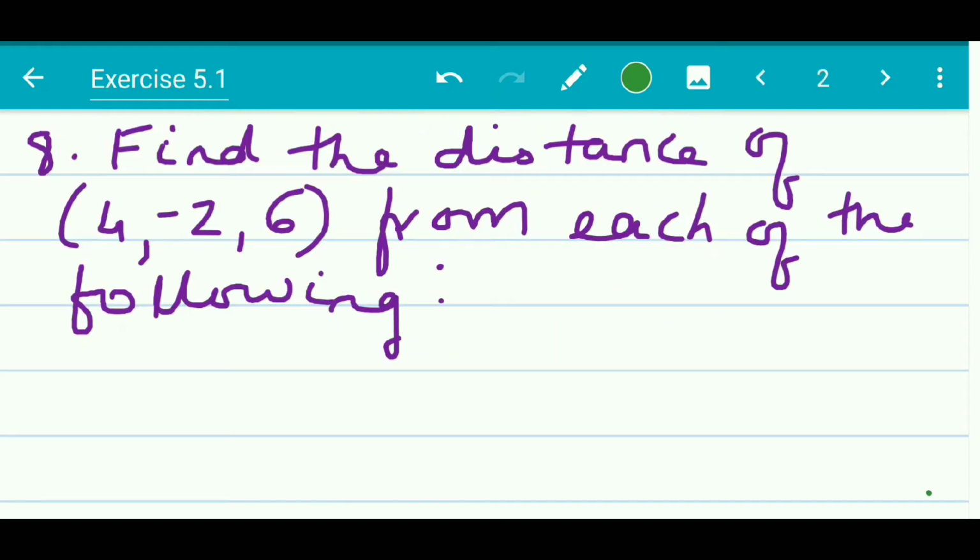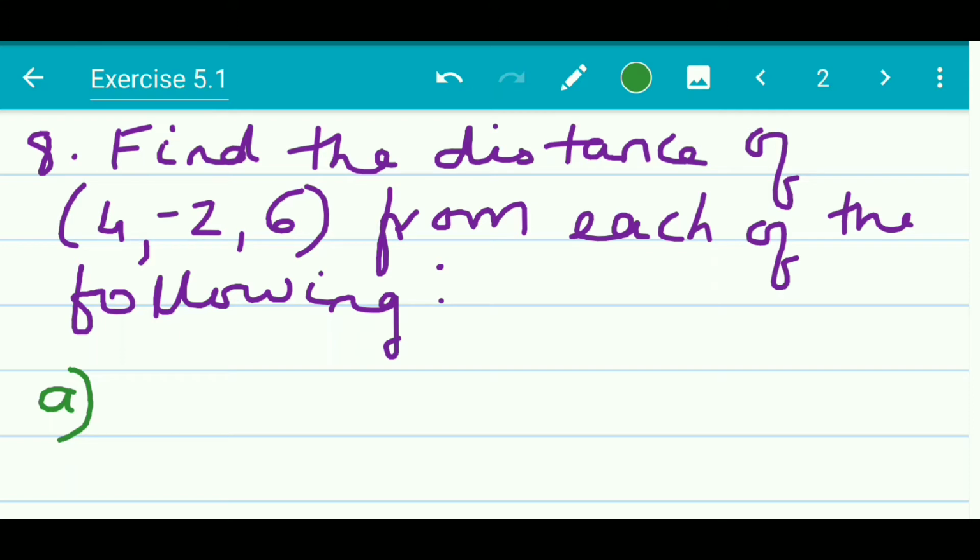The eighth question, the question is find the distance of this point, that is 4, minus 2 and 6 from each of the following. That is from first one, from the xy plane. See, it would be better if you open the textbook and keep along with the notebook also, so that you can do the sum along with me. Textbook you can open to see the question properly, and the sum you can do along with me as I am doing, or you can go through the video and then do the sum without looking also. That would be better, good practice for you.